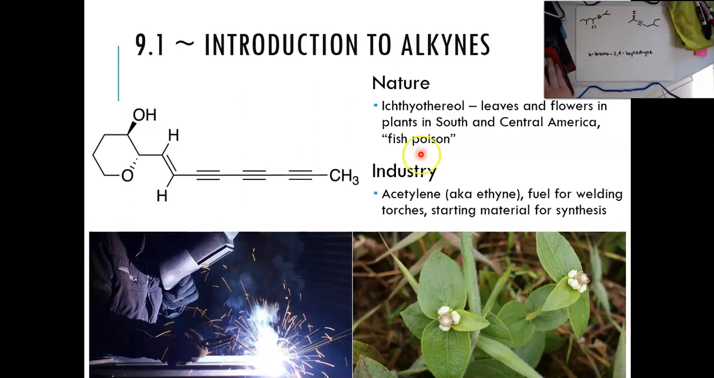And then in industry, one of the common ways we see alkynes used is in acetylene, which is a carbon-carbon triple bond with one hydrogen on each side. So its IUPAC name would be ethyne. It's used in welding, and it's also used as a starting material for a lot of other molecules because it's so reactive and it's so small.